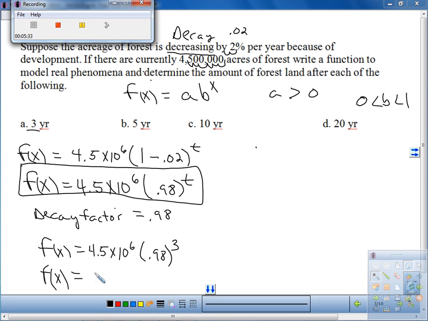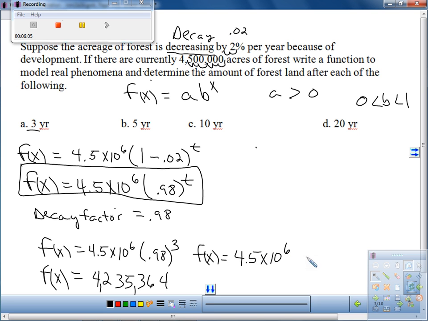Alright, once we plug all that in the calculator, this is what we should end up with. Now, for this one, there's really no point in scientific notation because we don't have a lot of zeros. So, after 3 years, okay, our forest has decreased to 4,235,364. Okay, now let's look at 5 years. Now, if we did 5 years, everything else would stay the same. The only difference is we plug in a different value for our t. So we're going to raise it to the 5th power.